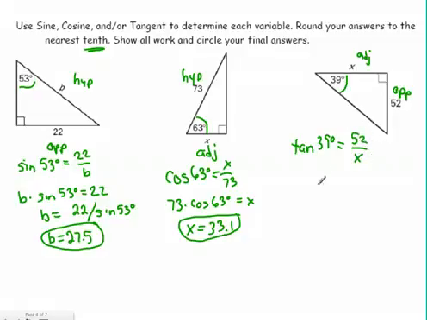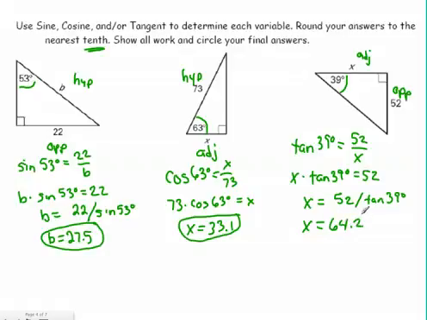In order to solve for x, I'll multiply both sides by the denominator, which looks like this. To solve for x, then I have to divide both sides by the tangent of 39, which looks like this. You'll pop that in your calculator. Hopefully you get 64.2 when you round to the nearest tenth.